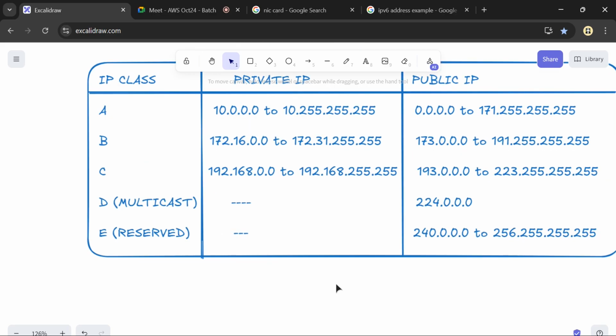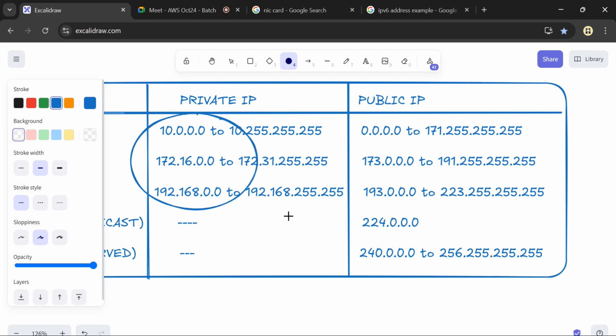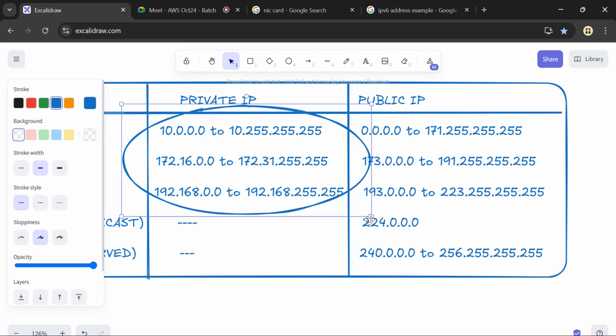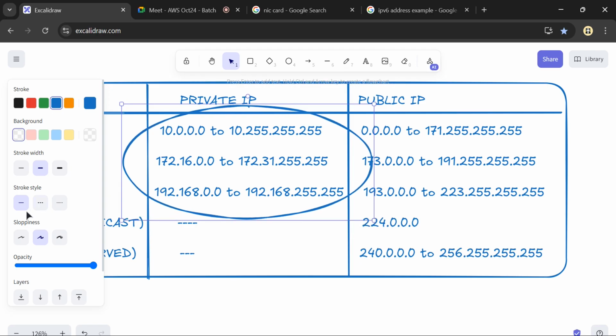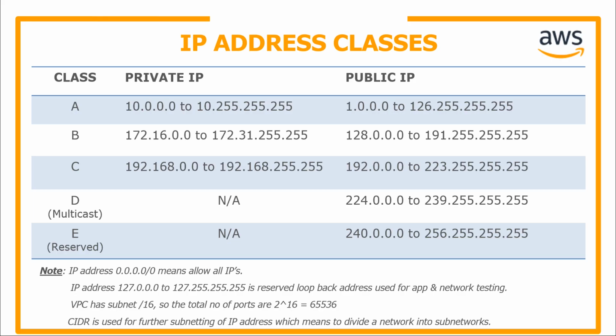Okay, so these are the IP classes that we have. The simple thing is just remember these IPs and you are good to go. You don't need to remember everything. Just remember the private IPs. Anything outside these private IPs will be a public IP. So the thumb rule is just remember this. You don't need to remember class D and class E.